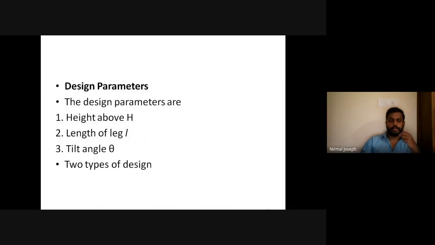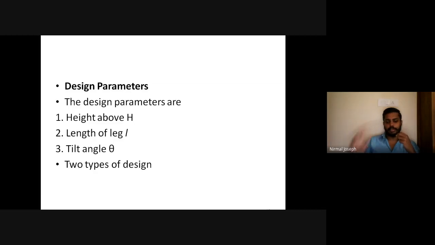So the design parameters, we are going to see what they are. We already saw them. The first is the height above earth, that is h. Then the length of leg. All legs will have equal length, so that is L. Then the tilt angle theta, which will be 90 minus beta, where beta is the angle of elevation. So we need to know only theta, and from that we can calculate beta. There is no problem. So only these three design parameters are there.